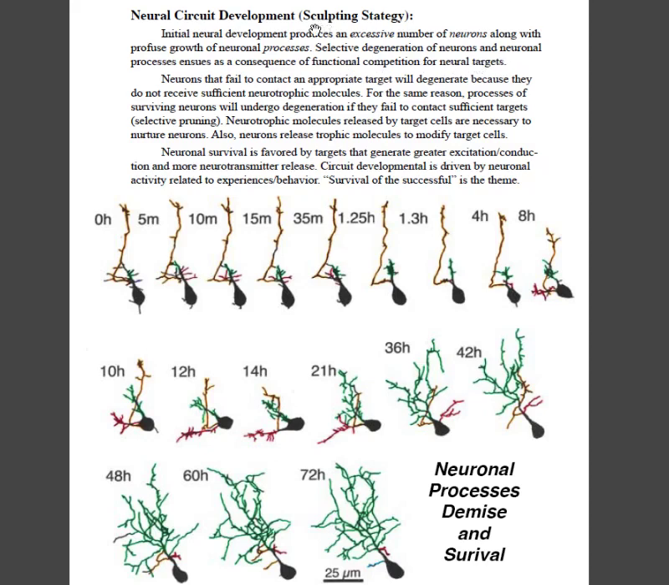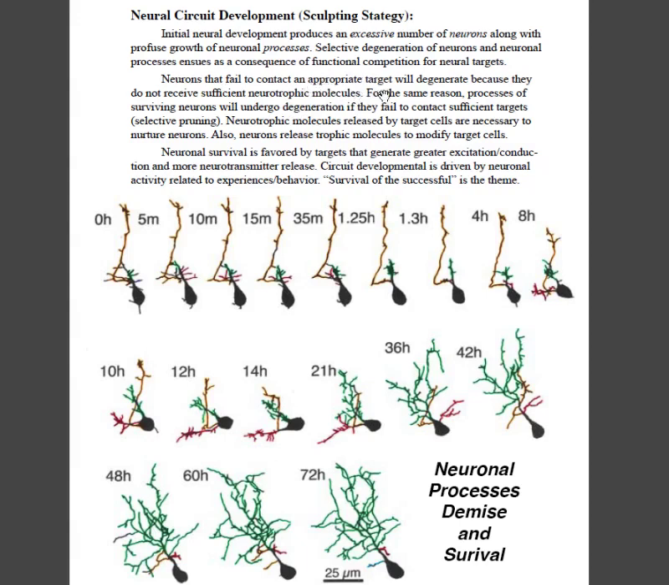So the process is one of elimination of excess material, much as a sculptor would proceed to produce a sculpting project. Neurons need neurotrophic molecules to survive. Neurons that fail to reach appropriate targets will undergo degeneration because they do not receive these neurotrophic molecules. In other words, the targets release neurotrophic molecules, and the neurons depend on those to survive.